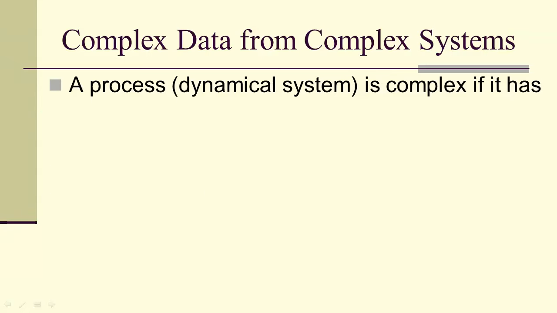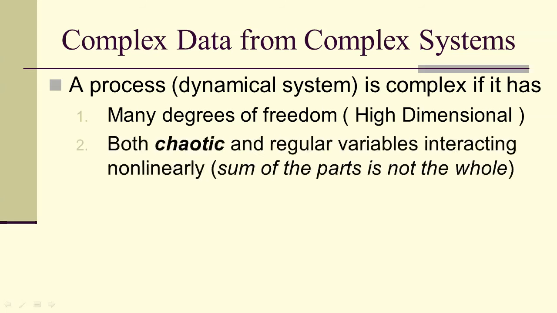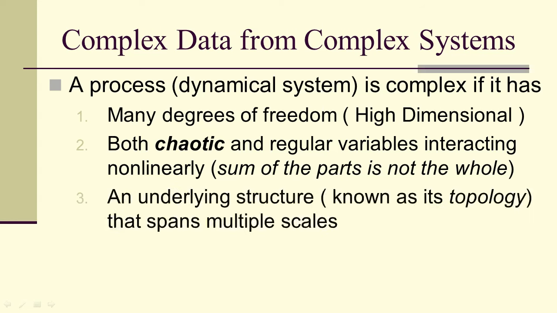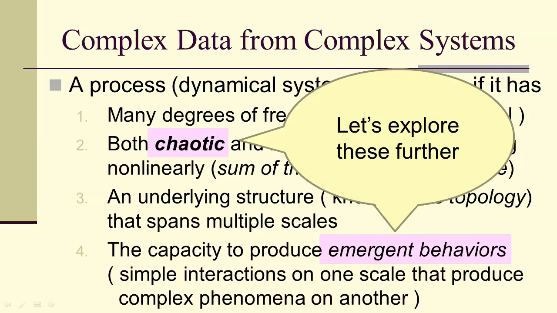So complex data comes from complex systems, where a process or a dynamical system is complex if it has many degrees of freedom, high dimensional, both chaotic and regular variables interacting nonlinearly, an underlying structure, its topology that spans multiple scales, and the capacity to produce emergent behaviors, interactions on one scale producing phenomena on another. Let's look at these two further.